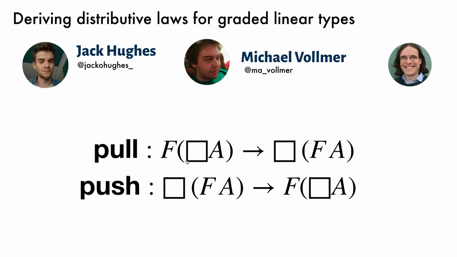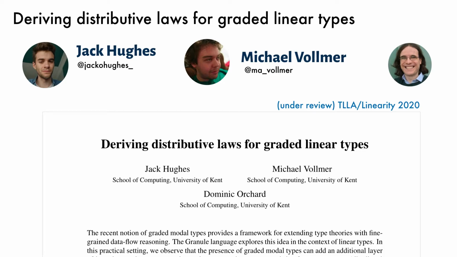So it turns out you can do this automatically. You can automatically compute and derive these distributive laws for these data types F. And we detail this idea in this paper, Deriving Distributive Laws for Graded Linear Types. Jack presented a version of this at the TLLA Linearity Workshop earlier in the year. And then with Mike, we took this a little bit further, provided more details. And also, I think even more interestingly, we applied this to linear Haskell as well.